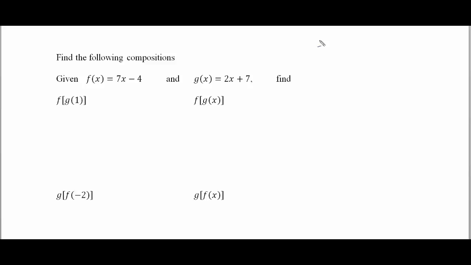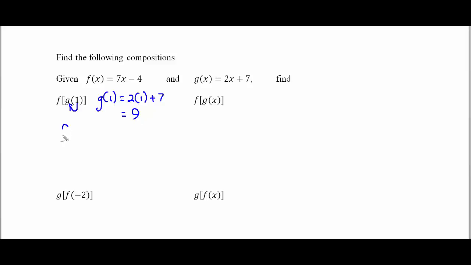Now I want you to look at the notation here, and let's take this for example, f of g of 1. This is actually a two-step operation. The first thing I'm going to do is plug a 1 into g. So this becomes g of 1. This means that for every x in g, I'm going to plug a 1 in for x. So this becomes 2 times 1 plus 7. So 2 times 1 plus 7 is 2 plus 7, which is 9. Now this means that my g of 1 is equal to 9.